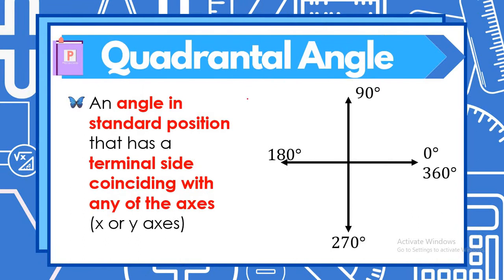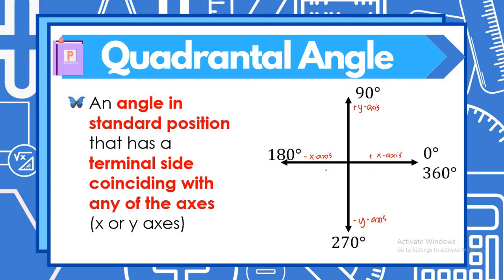A quadrantal angle is an angle in standard position that has a terminal side coinciding with any of the axes, x or y axis. So the x-axis is the horizontal line. This is the positive x-axis. This is the negative x-axis. We also have the positive y-axis, and lastly, the negative y-axis. An angle will be considered a quadrantal angle if its terminal side lies on any of the positive or negative x and y axes.